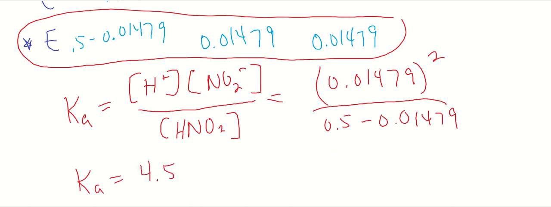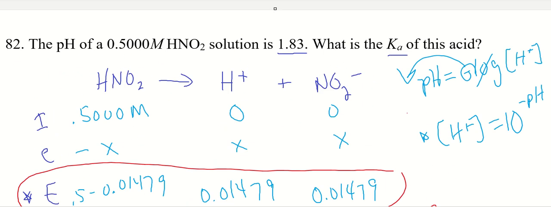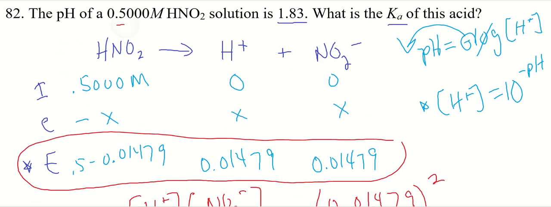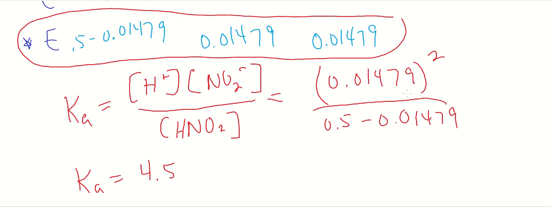4.5. Let's see, what's the original number that they gave us? They have a pH with 4 significant figures, but only the digits to the right of the decimal in the pH, because that was from a logarithmic function, are going to be preserved. So we need 2 significant figures. So 4.5 times 10 to the negative 4 is our answer.